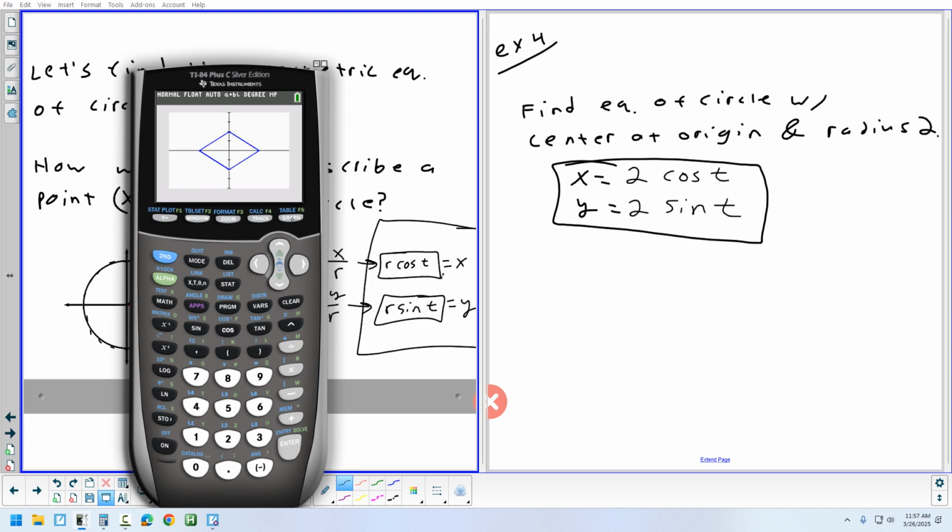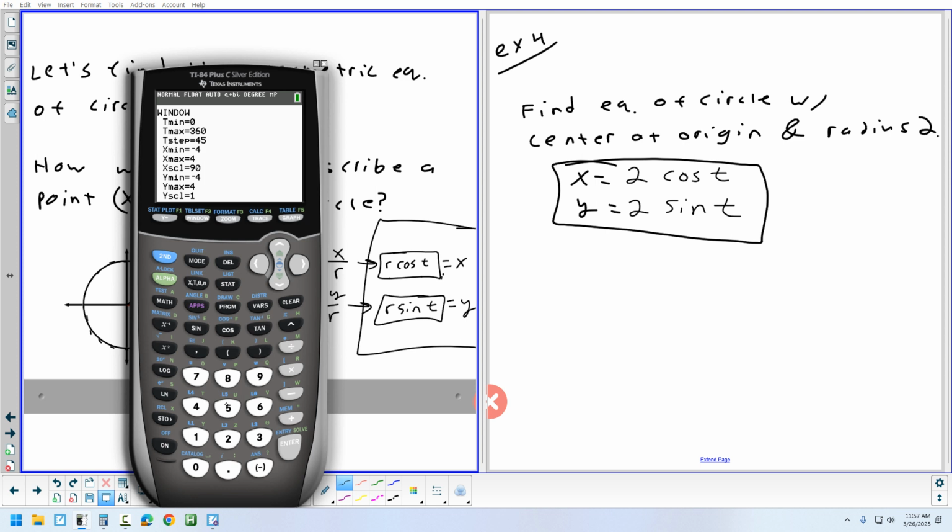When I start plotting more points, you'll see it looks more oval. That's what I get if I plot 4 points: 0, 90, 180, 270, and it does go back to 360. If I want to get a better picture, would I want to make the t-step higher or lower? Lower. I want to get lower.